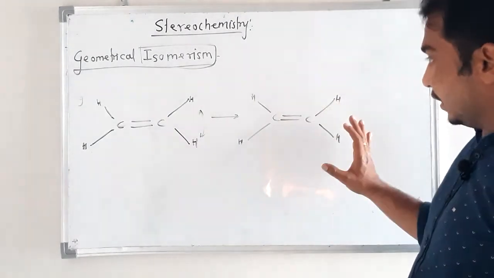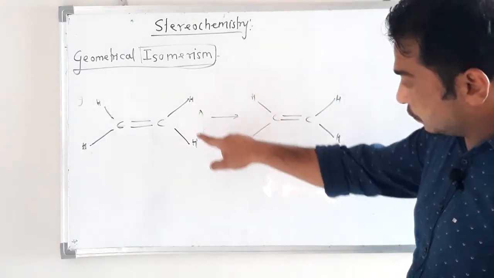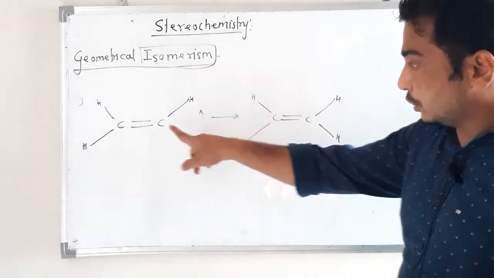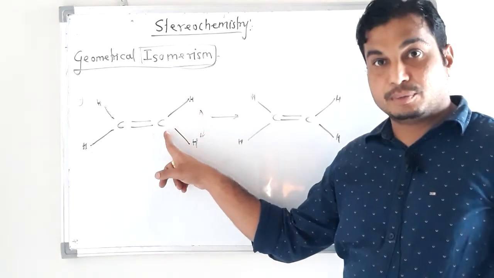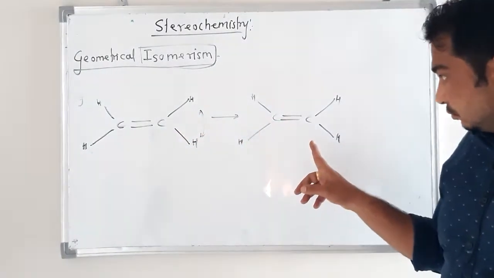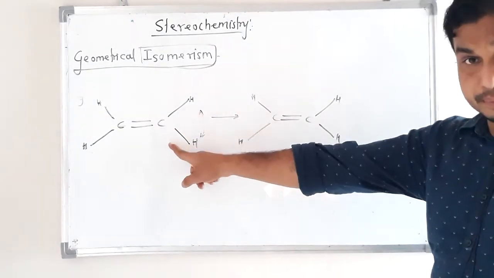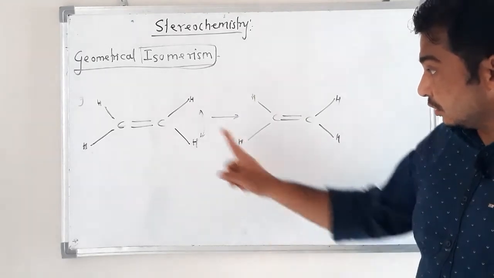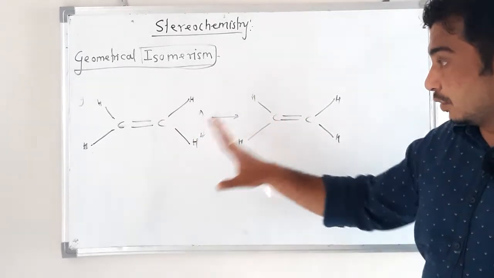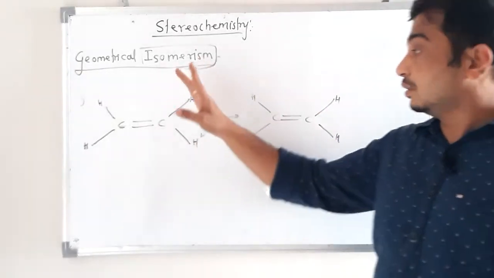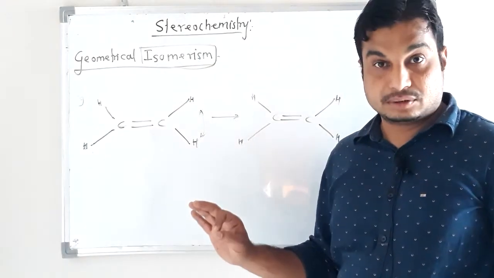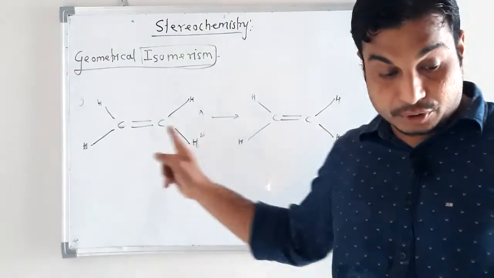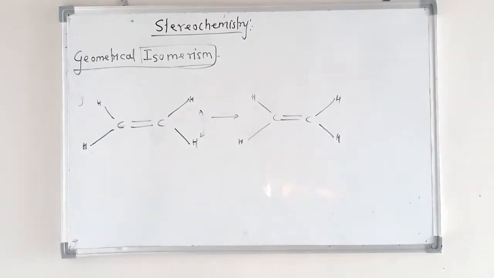Whatever structure is obtained after interconversion of atoms or groups present on the carbon of the double bond, is it different from the first? No, they are the same. Means these two compounds are not different, they are the same, they are not isomers. Isomerism is not found in this type of compound. Okay.